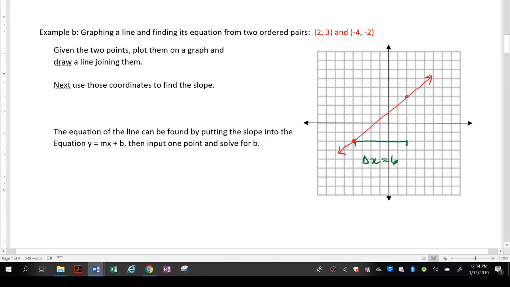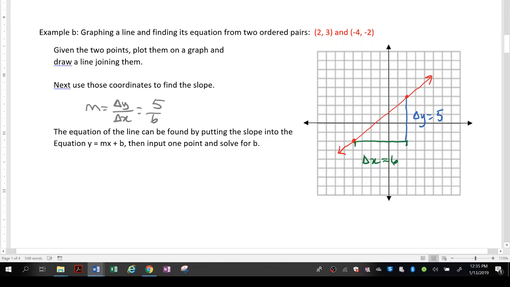Let's do our change here in y now. So our line reading from left to right is increasing, so our value will be positive for our change in y. And this happens to be a distance of 1, 2, 3, 4, 5 units. So now our slope, which is our change in y over our change in x, is 5 over 6, and it's positive. So we can plug that value into m in our equation y equals mx plus b.